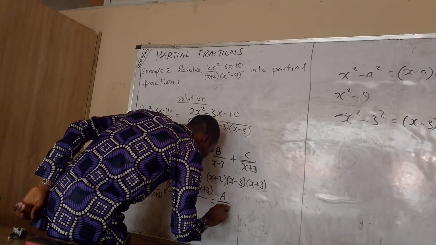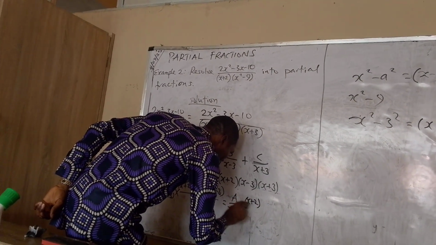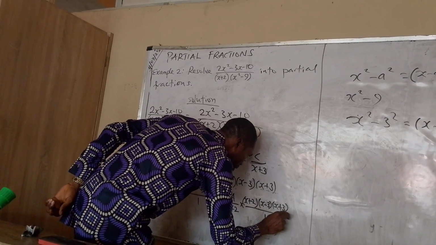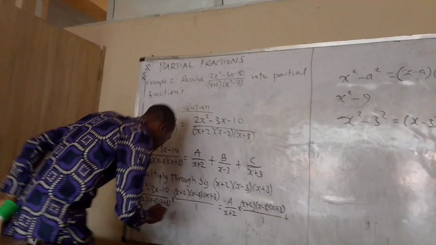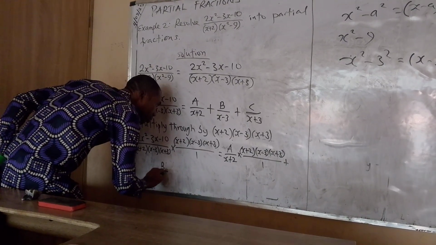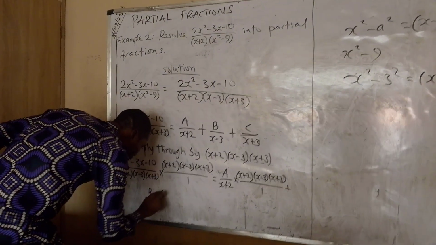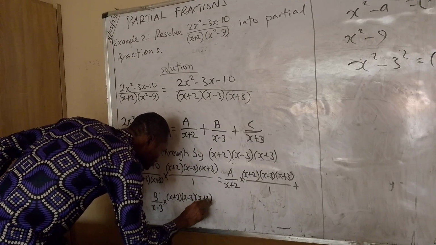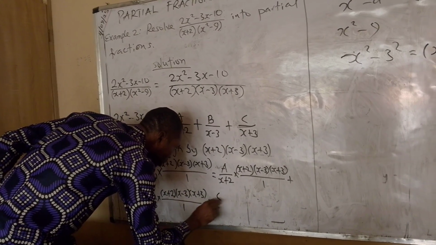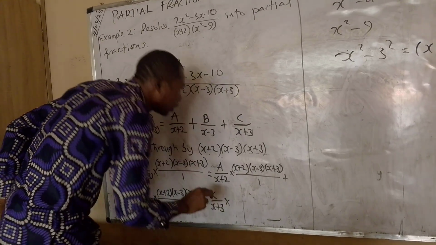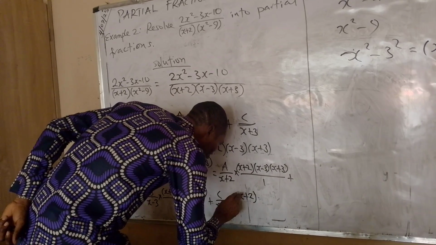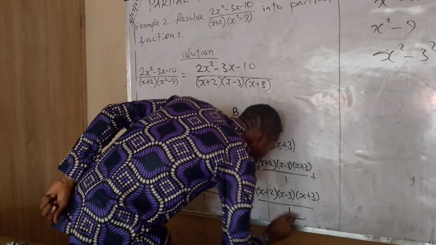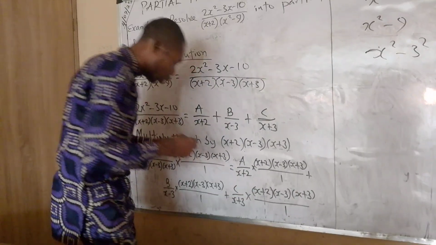over x plus 2 times x plus 2, x minus 3, x plus 3, everything over 1, plus, also multiplying B by that, B over x minus 3 times x plus 2, x minus 3, x plus 3, everything over 1, plus C over x plus 3 times the same, over 1.